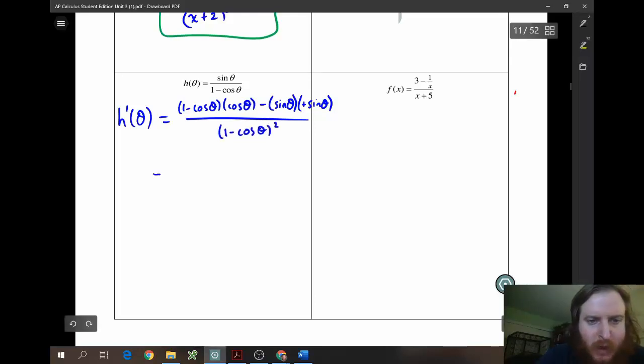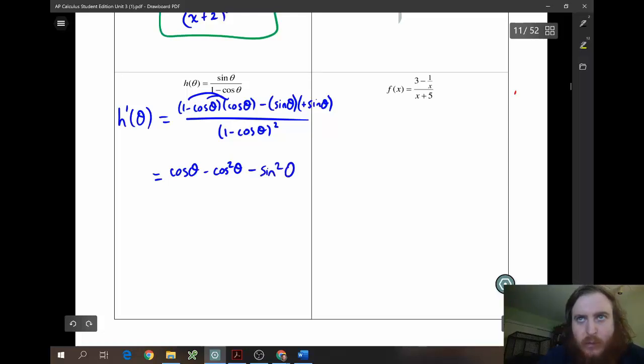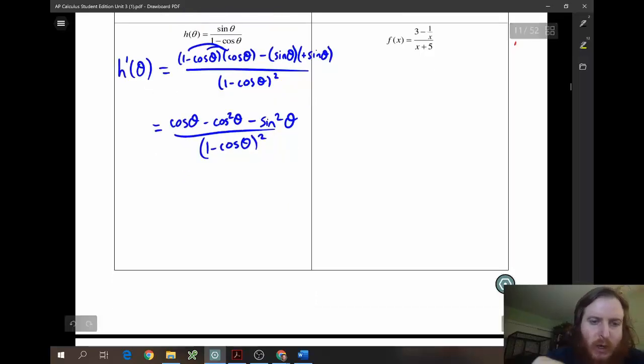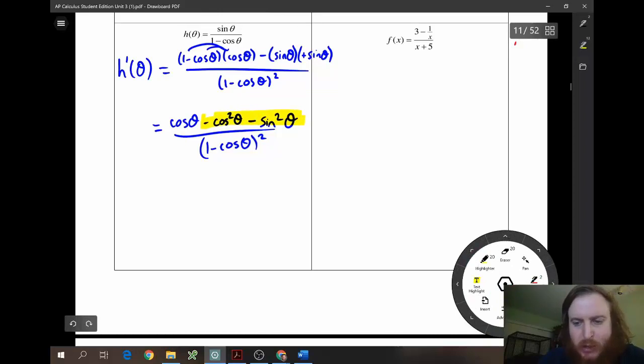Again, leave the denominator factored always. Okay, now we're going to FOIL. So we get cosine theta minus cosine squared theta, then minus sine squared theta, all over 1 minus cosine theta all squared. Originally this looks like it's nothing, like that's our answer. But you really, really always want to watch out for the whole sine squared and cosine squared thing. Okay? And basically if they're both positive, it goes to 1.